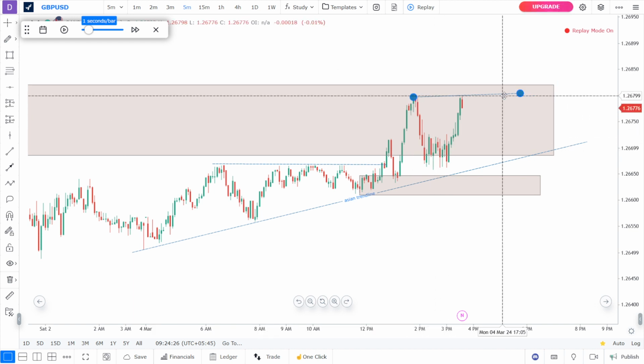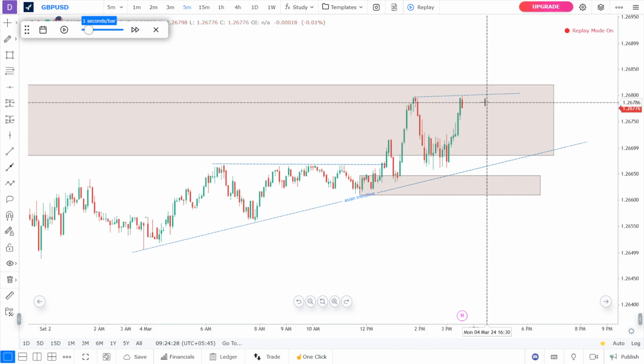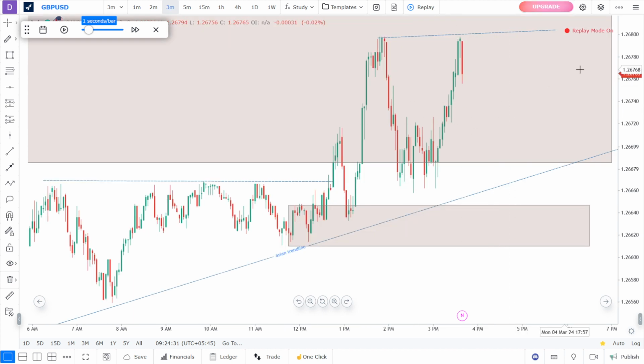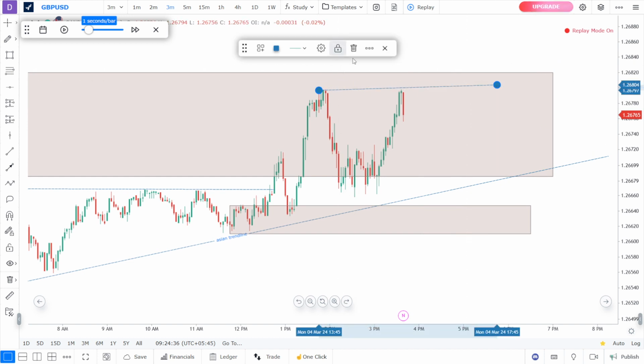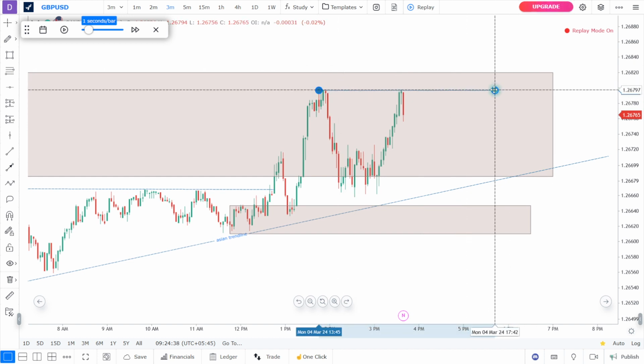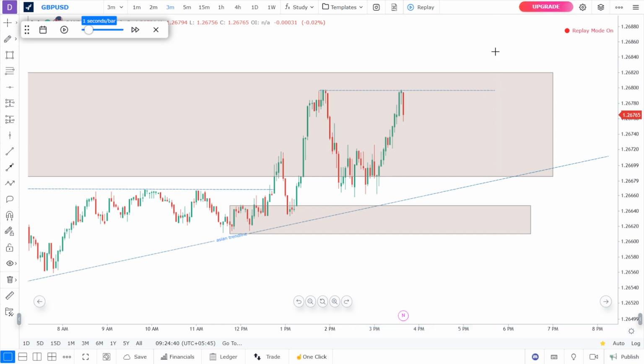So again, the price went up. There is this equal high here. So yes, I always say I want this equal high to be taken out first before looking for any kind of short, as I already explained. So this equal high is here, I want this to be taken out. So the price went up, but the price hasn't taken this equal high out. It's still not.